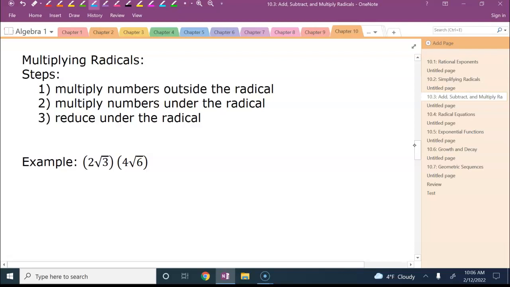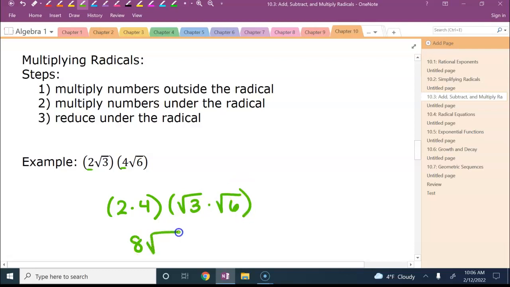So for example, if I have 2 square root of 3 times 4 square root of 6, I would start by multiplying my numbers, so 2 times 4, which would be 8. And then next to that, you're going to do your square roots. You're going to take the square root of 3 times the square root of 6, which all that means you're going to do is multiply those numbers underneath the square root. So 3 times 6 is 18. So we have 8 square root of 18.